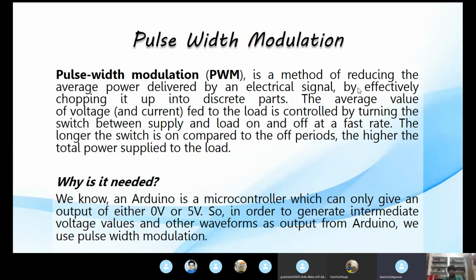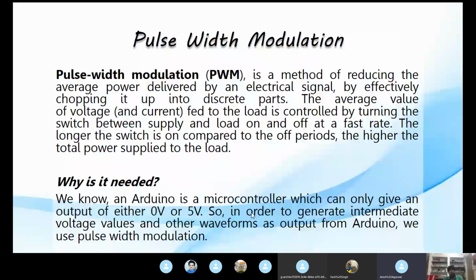Alright, so why do we need pulse width modulation basically in an Arduino? In an Arduino, the voltages that it can give as output are 0 volt and 5 volt. But what if we need an intermediate voltage, or we need to create a sine wave or other waveforms and generate it as an output from an Arduino? To generate different waveforms and intermediate voltages between 0 and 5 volt, we use pulse width modulation.